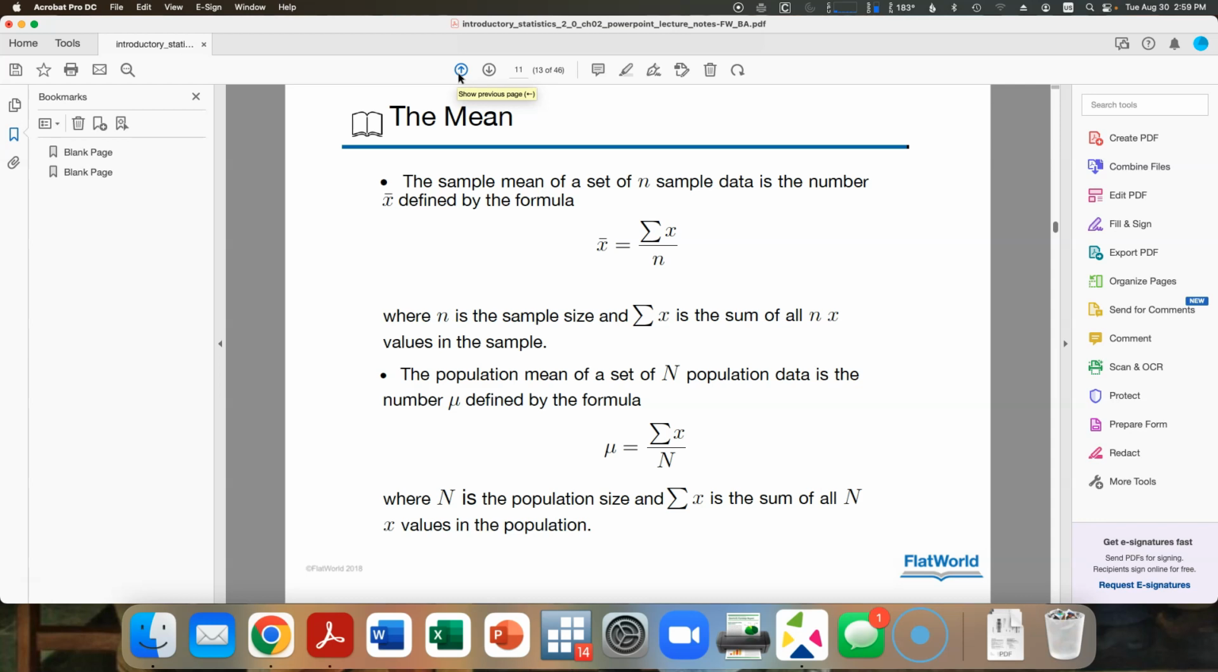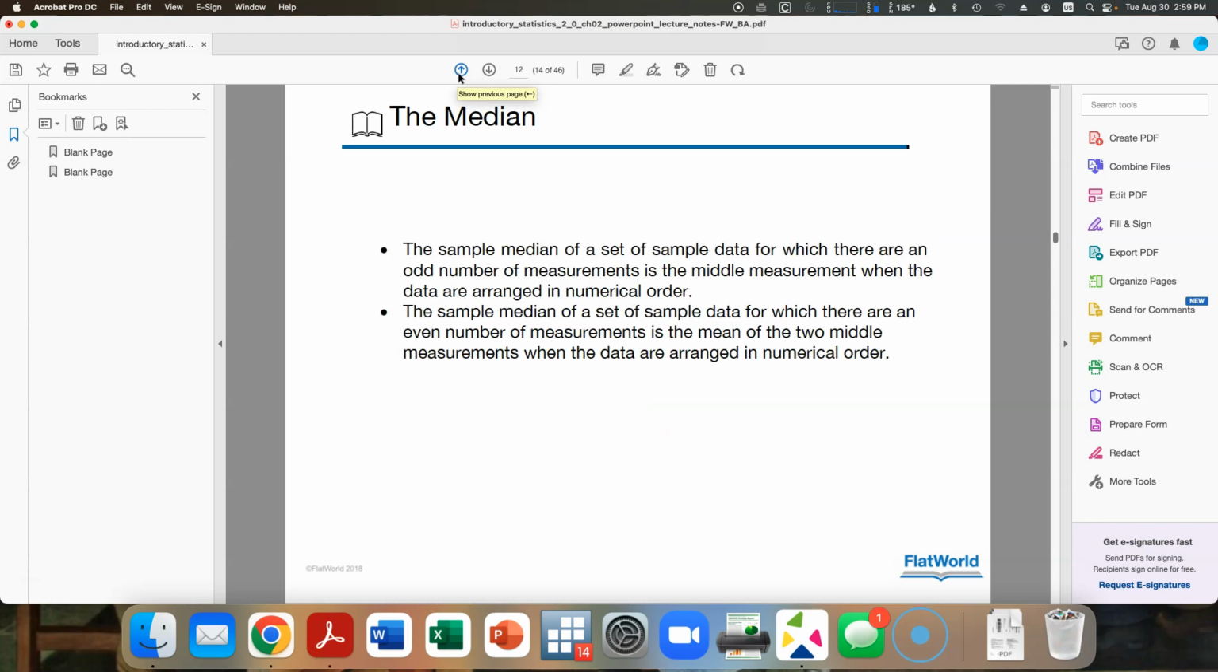So larger the sample size, better the mean is as the center of your data. Now, what you alternatively could turn to would be the median. So in looking at the median, typically what we're doing here is we're looking at the middle number.